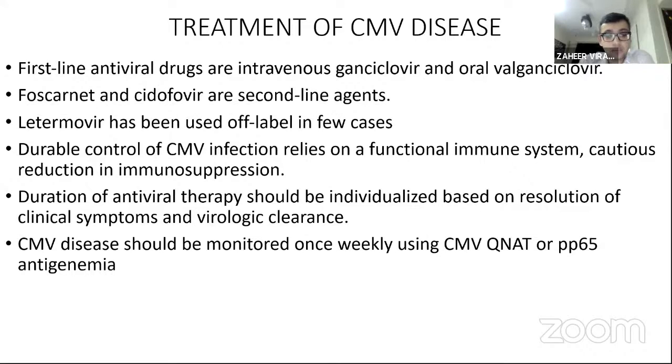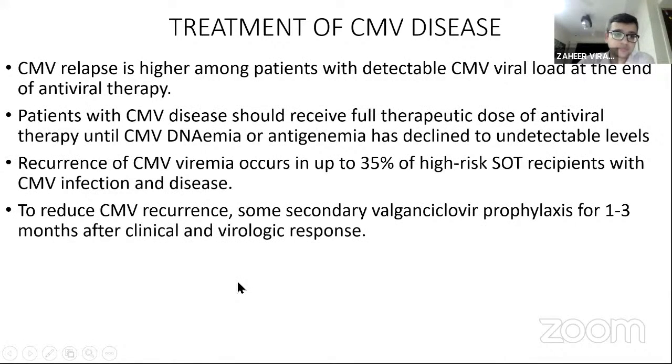Also, depending on how the patient responds in the virological clearance, one can decide whether one has to reduce the immunosuppression or not. And one has to monitor once a week with a CMV QNAT or a PP65 antigenemia. One has to continue therapy at least till there is a highly sensitive CMV QNAT which is undetectable, or two QNATs which are negative 1 week apart.